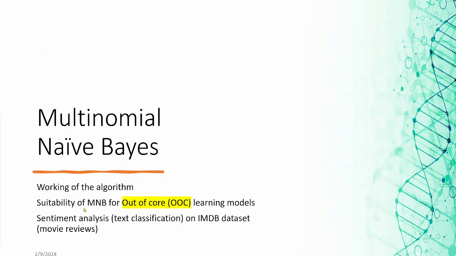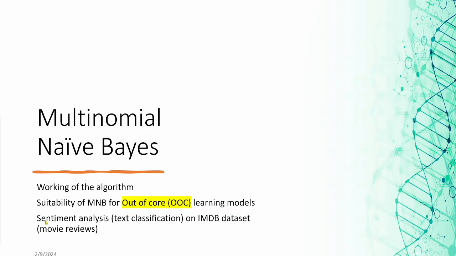First, we will try to understand how the multinomial Naive Bayes algorithm actually works, and we will take a dummy dataset to explain its working. But the focus of this presentation is going to be along with multinomial Naive Bayes and how it works. The focus is also going to be on out of core machine learning, how multinomial Naive Bayes can be a good choice for online machine learning model building and deployment.